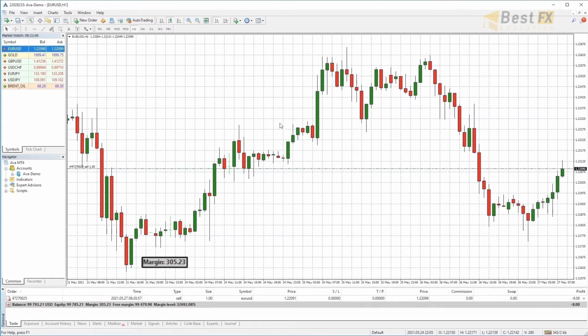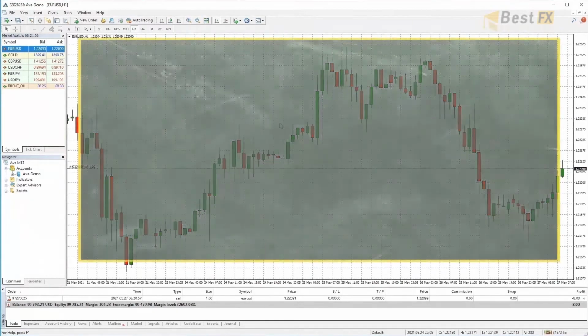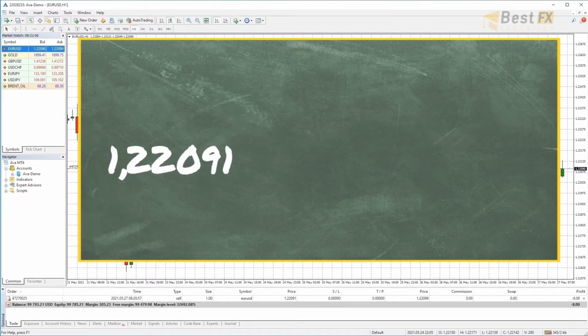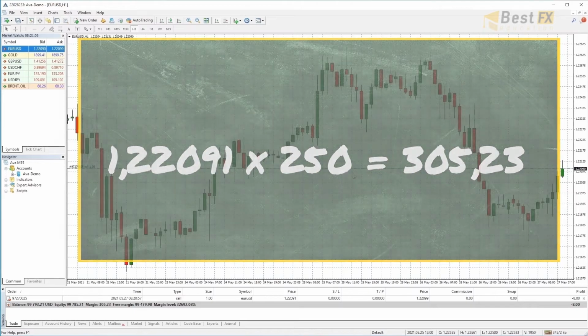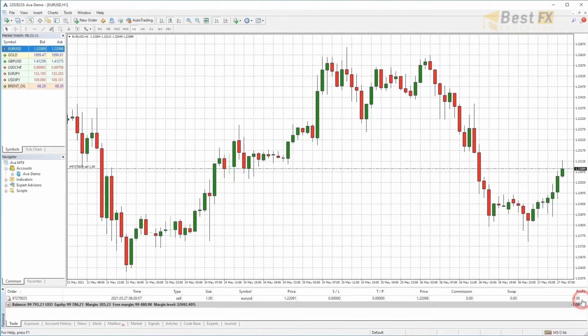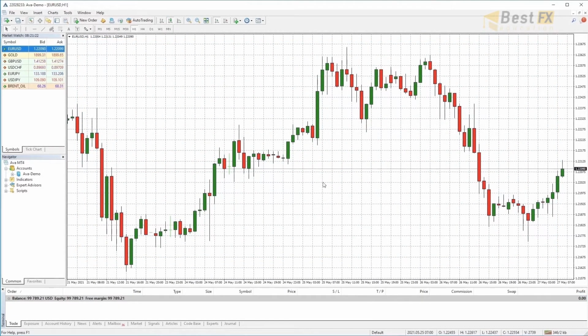Our equity falls by 250 euros, but you see 305.23. Please do not get surprised, as the system changed the margin used into our predefined account currency. Our account currency is US dollars, so the system converted 250 euros to US dollars. As we opened the position, the euro-US dollar pair price was 1.22091, and 1.22091 times 250 equals 305.23, which is the same amount displayed in the terminal window. Let's close the position and give an example about commodities.